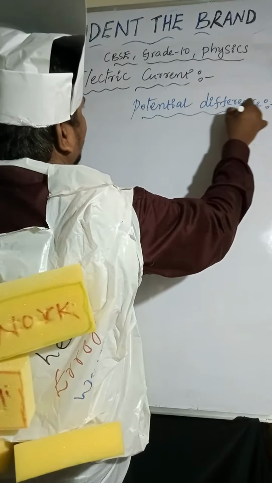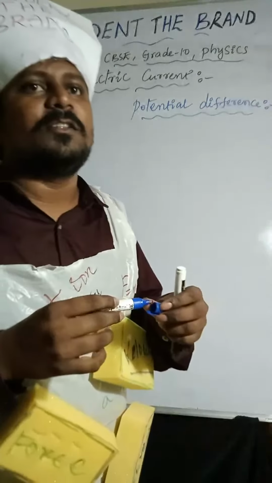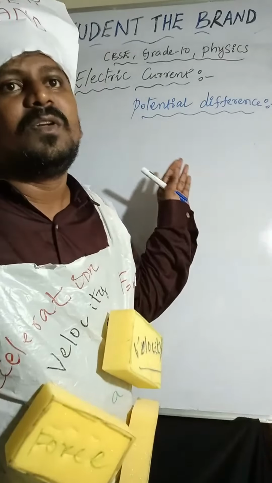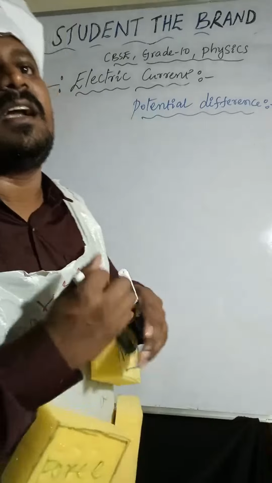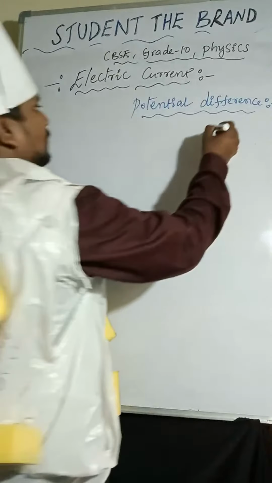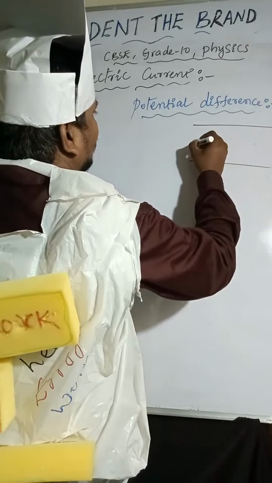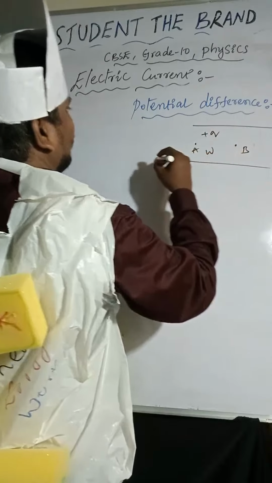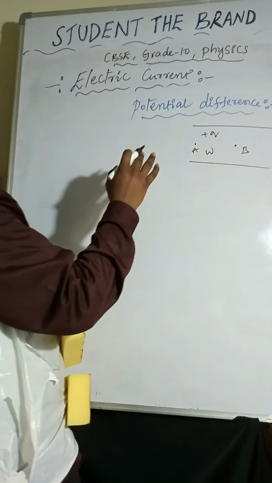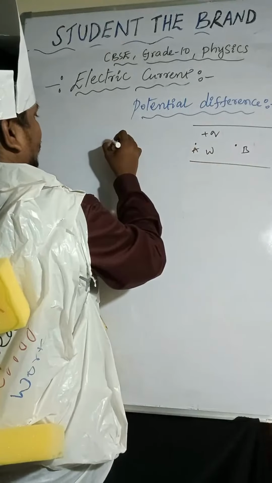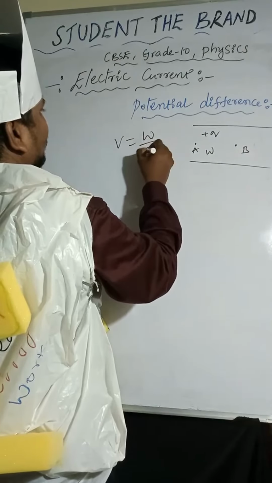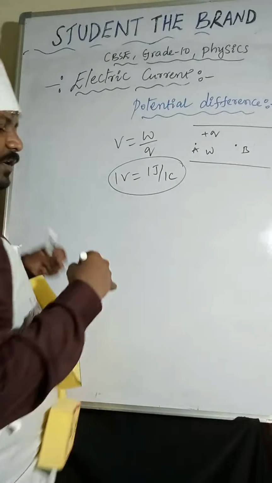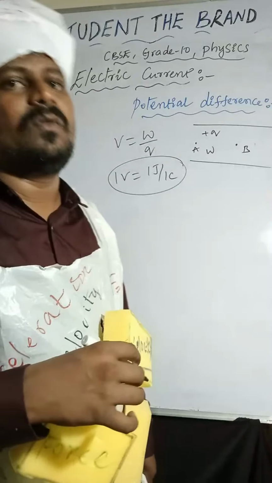Potential difference is nothing but the work done to bring unit positive charge from one point to another point within the conductor. So I am taking here a point A and a point B. We are doing some work to bring unit positive charge from one point to another point within the conductor; this is called potential difference. 1 volt equals 1 joule per 1 coulomb.